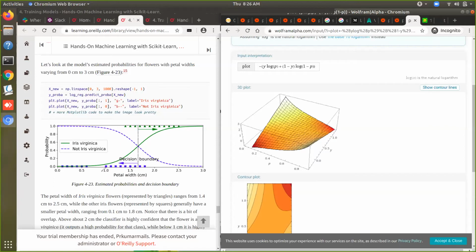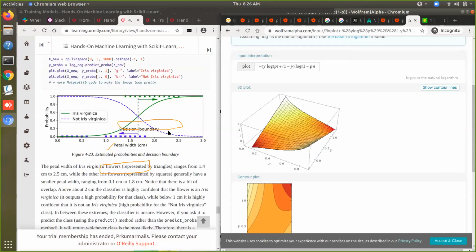Let me add some. If we see the same, the Iris virginica flower ranges from 1.4 to 2.5. Similarly, some not Iris virginica flowers are in the range 1 to 1.678. So there are some intersections, some overlapping, but we are not confident what the optimal threshold value is so that we can perfectly classify it. There will always be something like that.